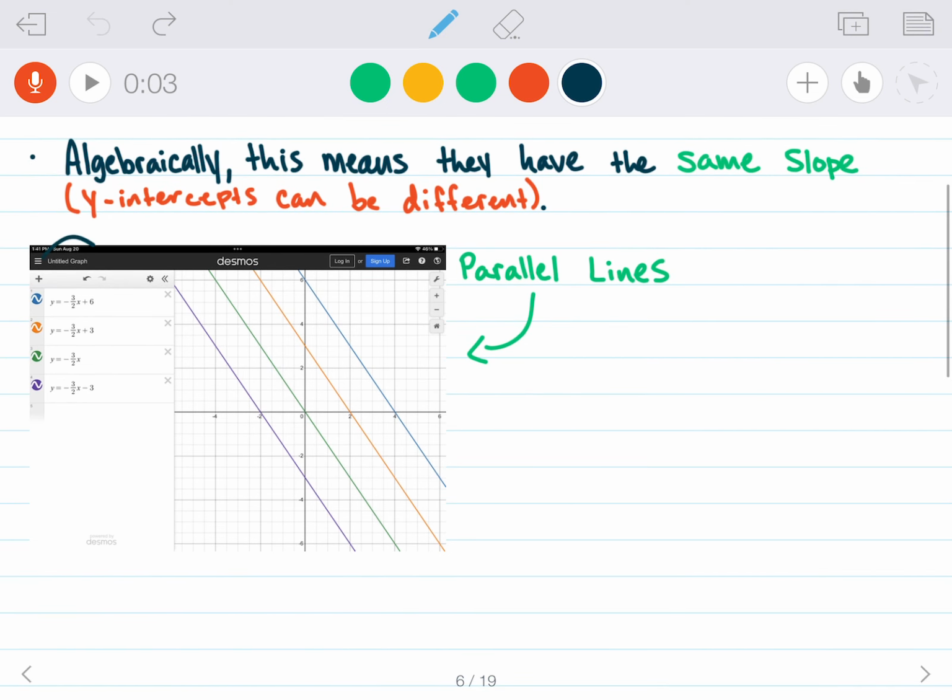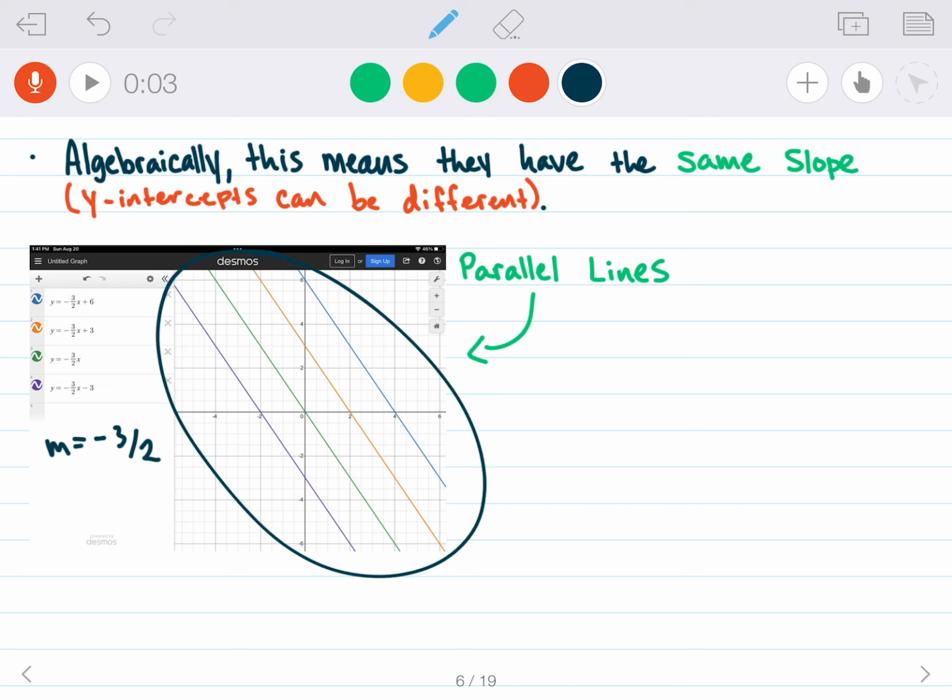I have an example here that I used Desmos with. I just graphed these 4 lines in Desmos, and we can see that all of these lines have the same slope of negative 3 over 2, right? That's the number attached to x. But all of the y-intercepts are different, and that's okay. So these are parallel lines. They're never going to cross. They don't have a solution. They have the same slope.